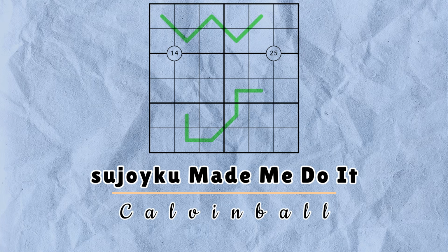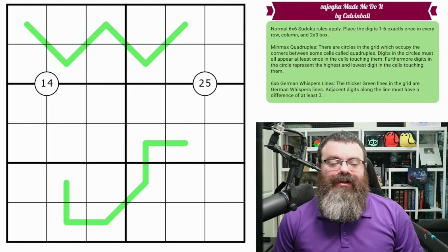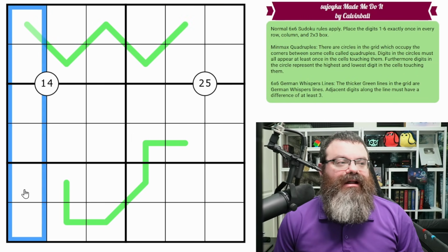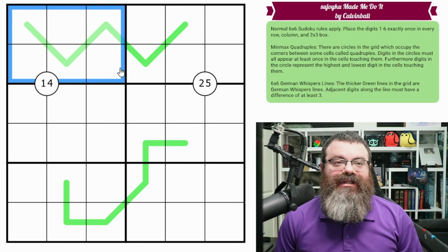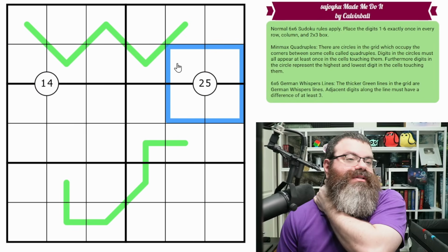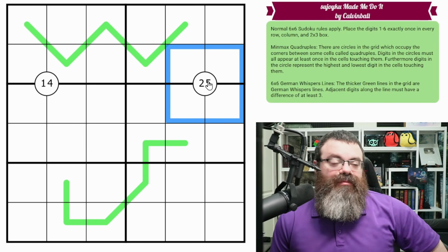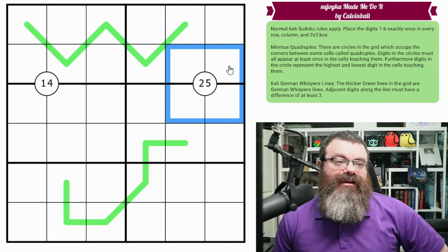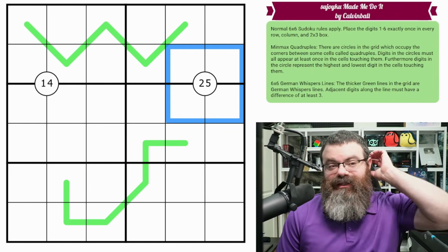Hello, let's continue our Sudoku adventure with Sujoyku Made Me Do It by Calvinball. So we have normal 6x6 Sudoku rules. That means in each row, each column, and each 2x3 box, we are placing the digits 1 to 6 exactly once each. We also have these two quadruples in the grid. These circles are called quadruples because they touch 4 cells. The digits in the quadruples must appear at least once in the cells it touches.